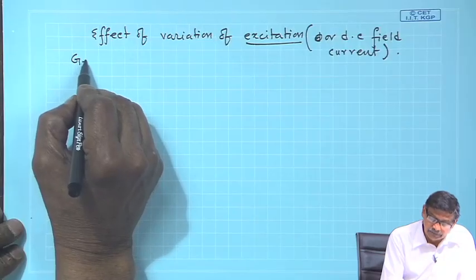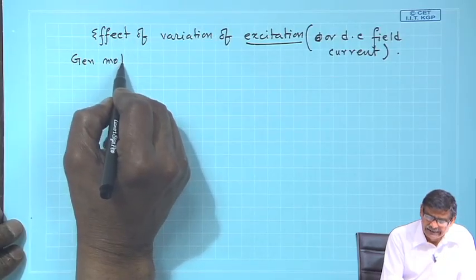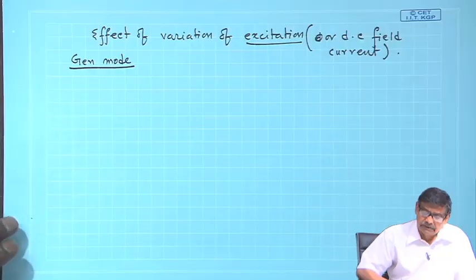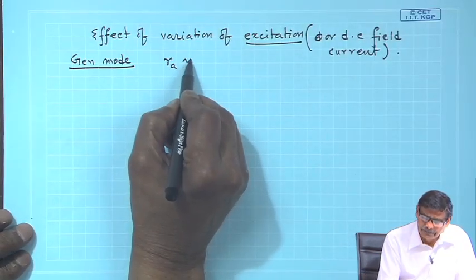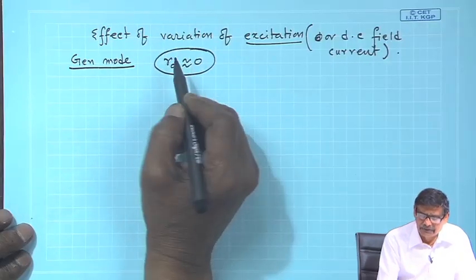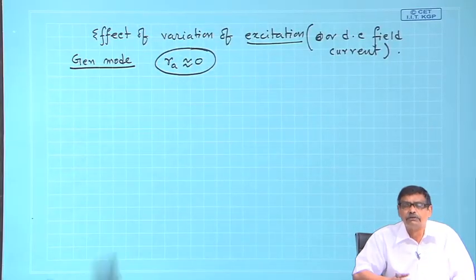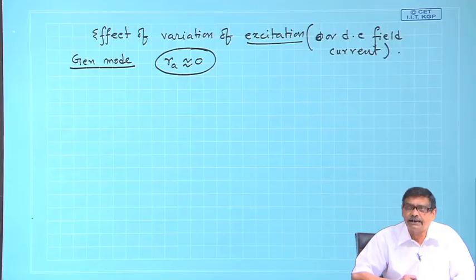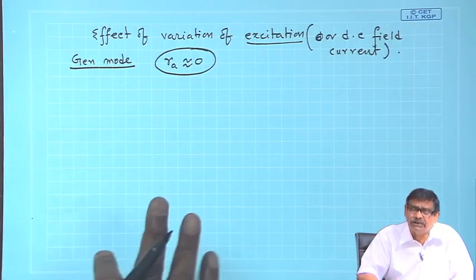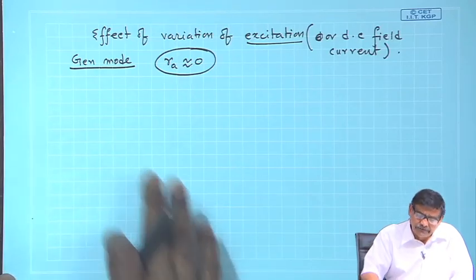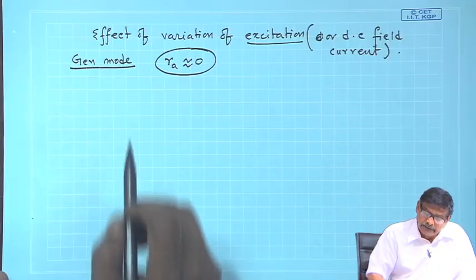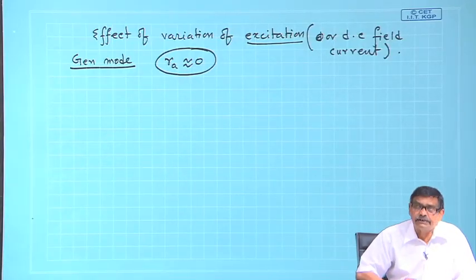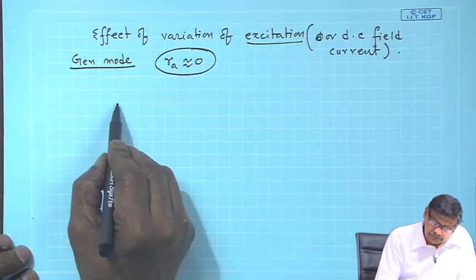Suppose generator mode, and in this explanation I will assume RA is pretty small, so that I will come to know very quickly what the effect will be. Of course, with RA also it can be taken into account, that I have included in my note. At this stage you need not go through that. Okay. First let us see, this can be very nicely explained. Now, effect of variation of excitation in generator mode, what does this mean?